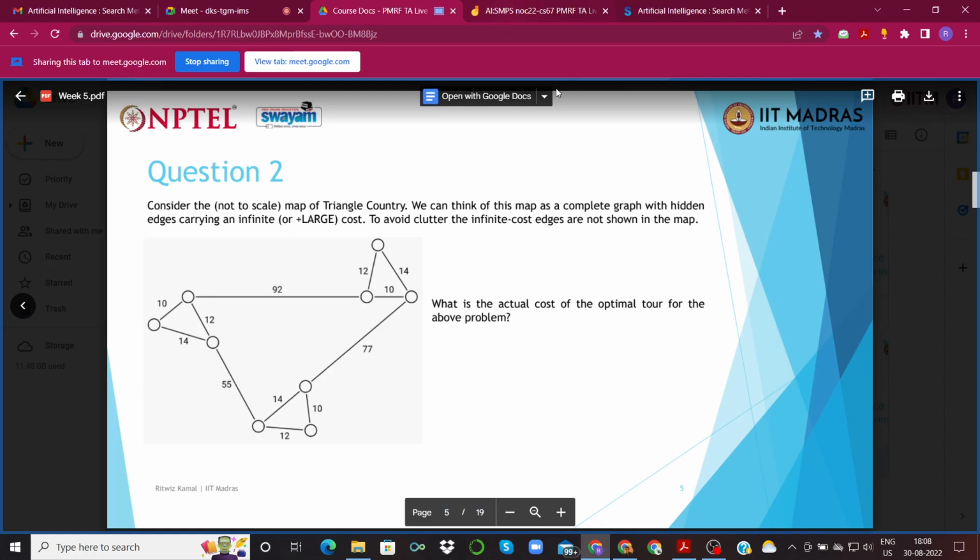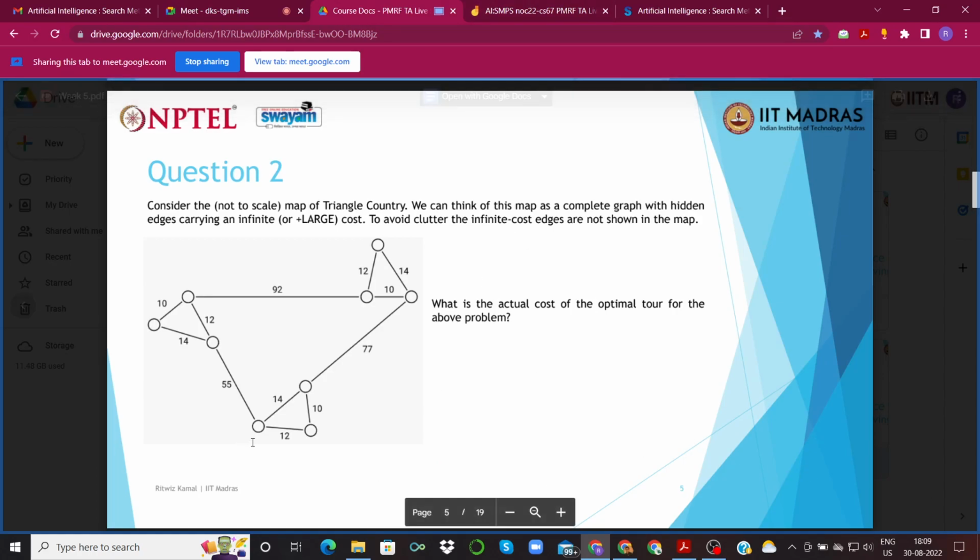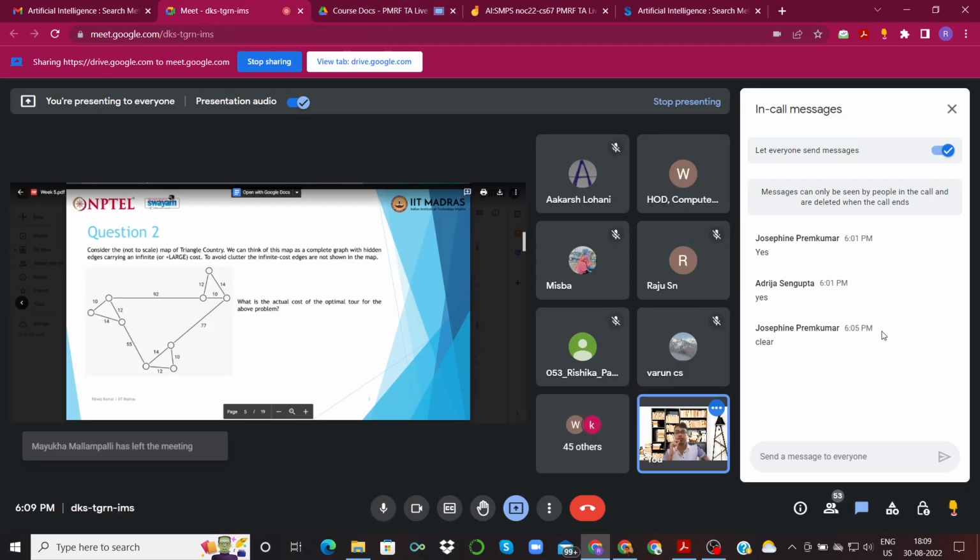Anyone? Any ideas how we can proceed over here? Let's say we start at one of the nodes. Let's say A. We start at A, one of the nodes A, not edges.